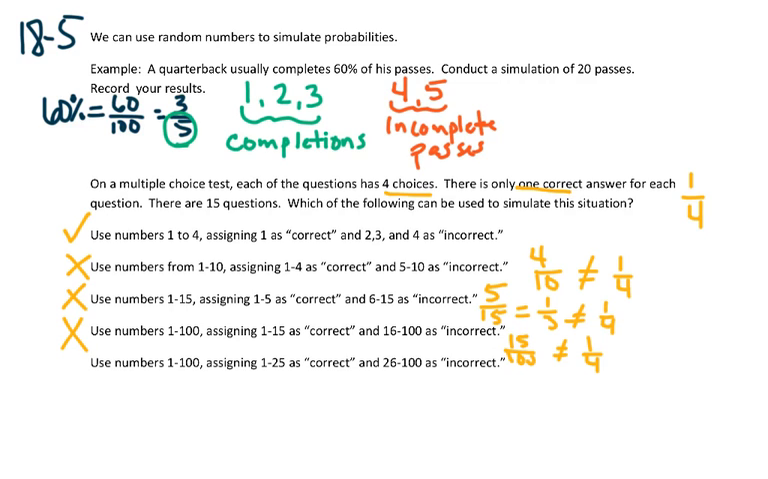The last one, using numbers 1 to 100, assign 1 to 25 as correct. So that would be 25 out of 100 correct. That simplifies to 1/4, so this one would work. So you have to understand which ones work and why. That was an abbreviated version of 18.5, and now we're moving on to 18.6 on the next page.